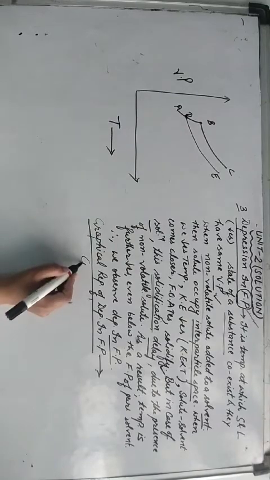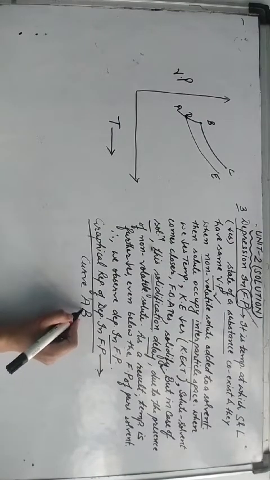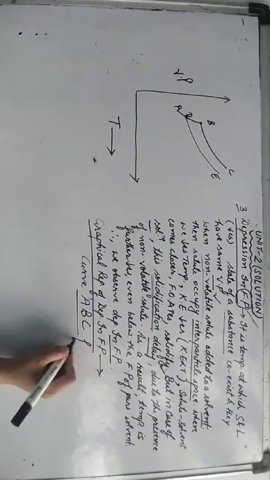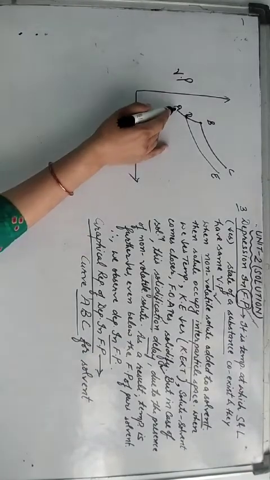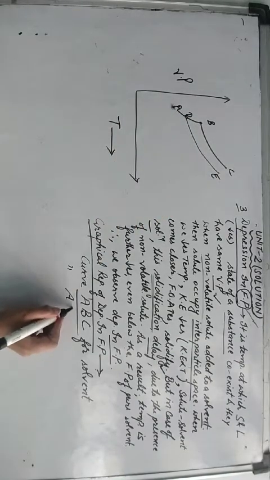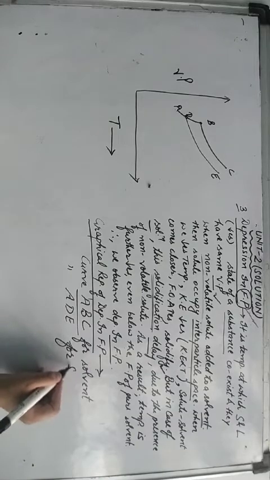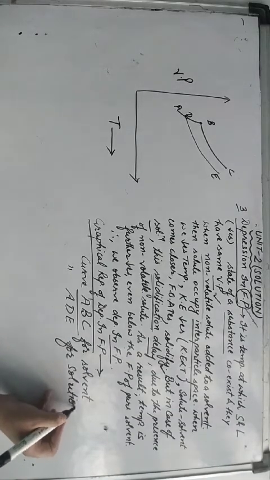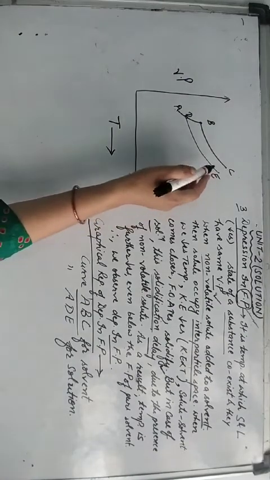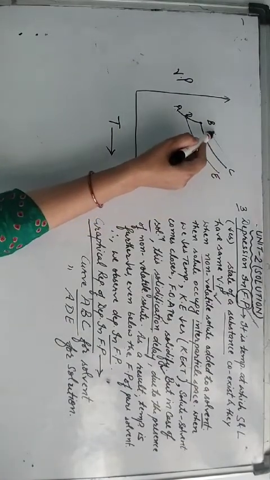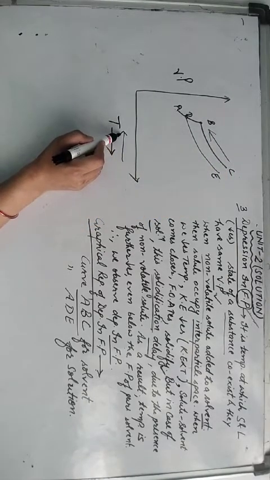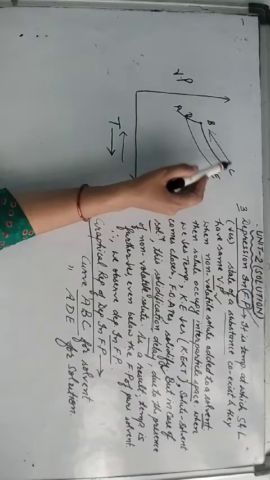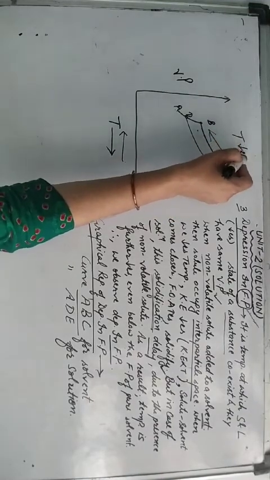Here the curve ABC is for solvent and curve ADE is for solution. As we move from C to B, what happens? Temperature in this direction goes on decreasing. So when we move from C to B, temperature decreases.